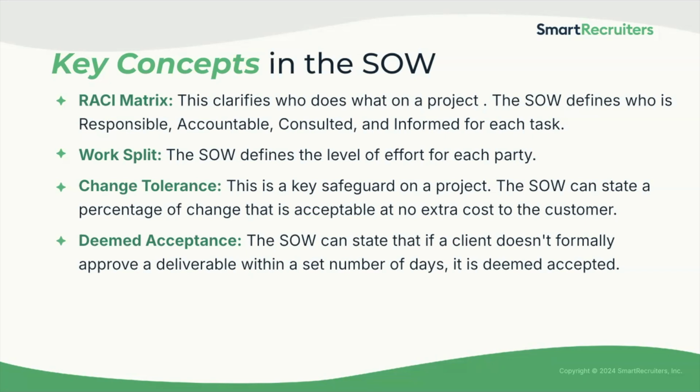The SOW also contains a few key concepts you should be aware of. It uses a RACI matrix to define roles, which is a great tool for understanding your responsibilities. You will be able to see whether you are responsible, accountable, consulted, or informed. It can also include a change tolerance clause. For example, an SOW may have a 20% change tolerance on configuration limits. This is a safeguard that protects our resources. And finally, look for deemed acceptance. This means that if the client doesn't formally approve a deliverable within a set timeframe, it is considered accepted. This is a crucial detail for keeping a project moving forward.